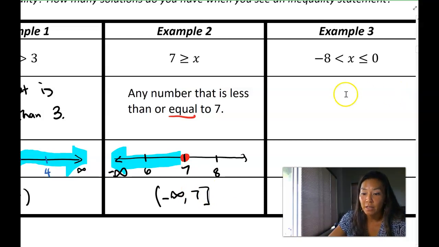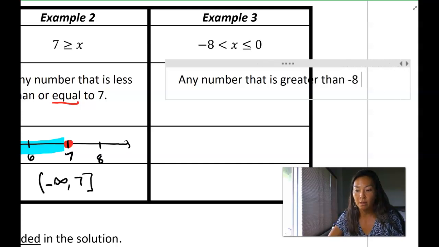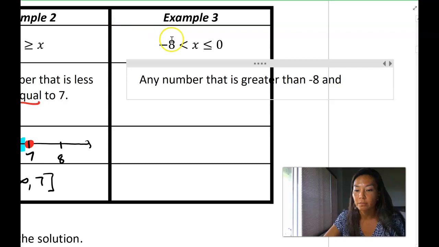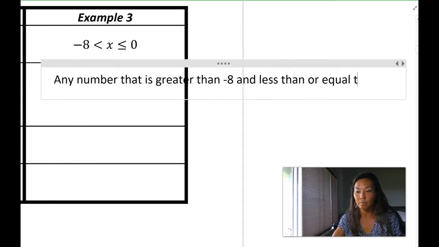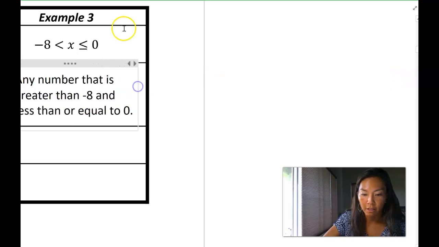And the last one, let's go ahead and type that one up again. Any number that is, and then you're going to read to the left and then to the right. So how is x related to negative 8? Any number that is, and it looks like it's bigger, yeah? So it's greater than negative 8. And what else? Well, how's it related to 0? Less than or equal to 0. Now let's make sure that this can fit right there.